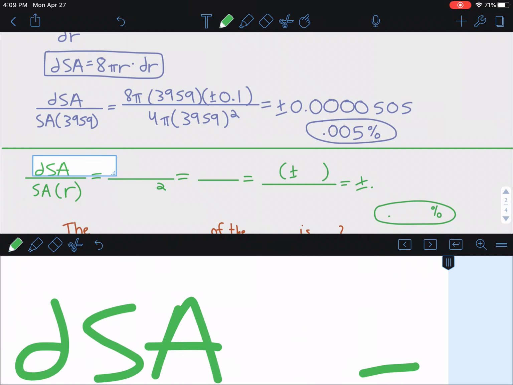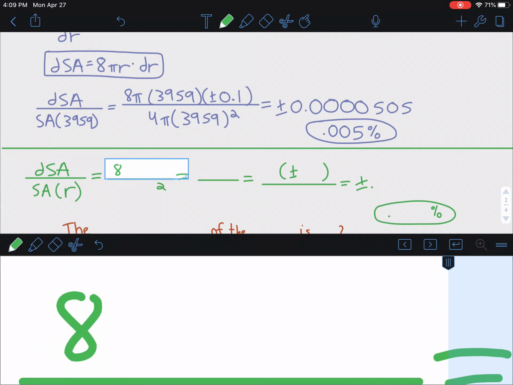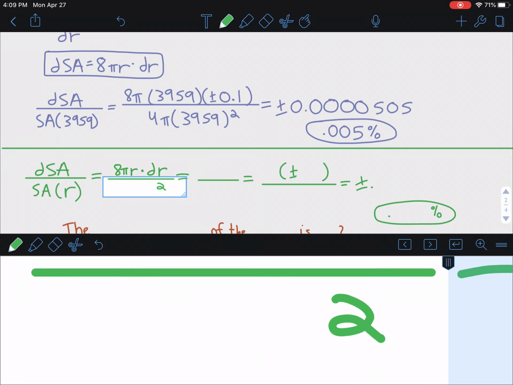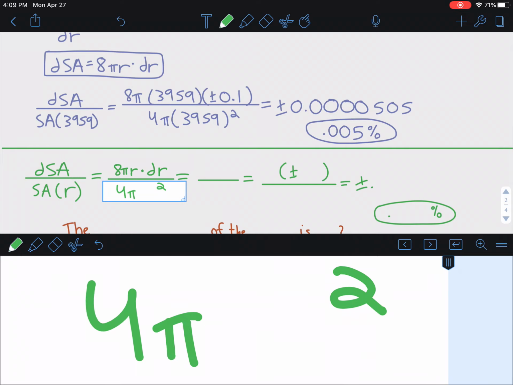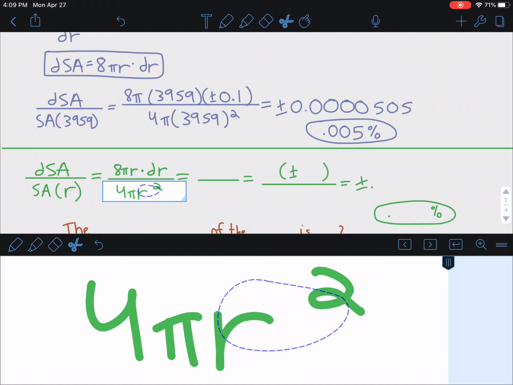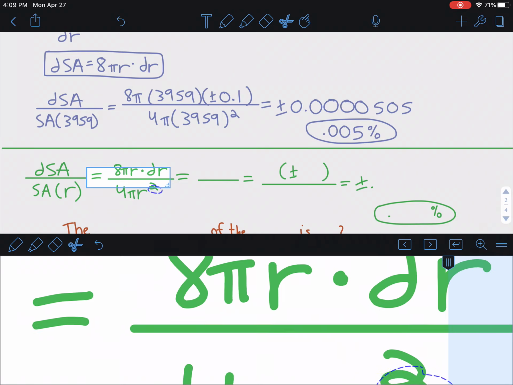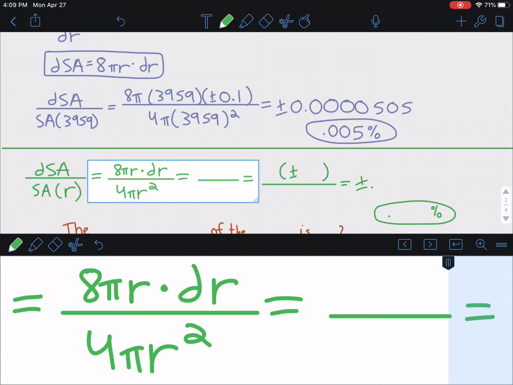Okay, so now I'm going to plug in my differential formula, 8 pi r times dr over 4 pi times r squared. Okay, and before I plug in anything, what I'm going to do is I'm actually going to simplify this formula, because you're going to notice that a lot of things here can be simplified, right? So for example, what is 8 divided by 4? Well, 8 divided by 4 is 2, right? What is pi divided by pi? Well, those cancel out. We get 1.